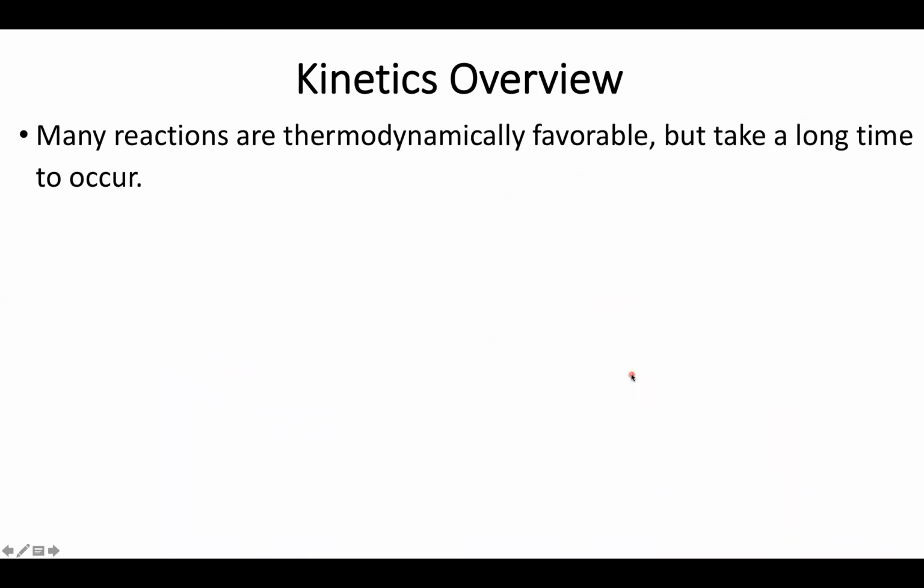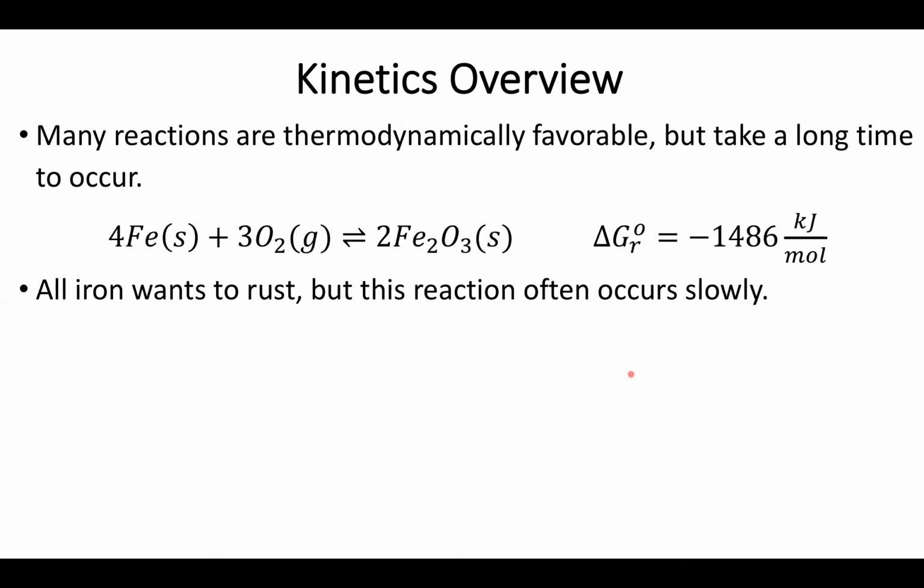One of the important things to remember is there's plenty of chemical reactions that are thermodynamically favorable, and for some of the unfavorable ones, entropy will still let them happen to a certain degree. But just because a reaction is favorable doesn't mean that it will occur quickly. A good example is looking at the rust of iron. All iron wants to rust. Iron will want to combine with oxygen to make iron oxide, so good old-fashioned rust.